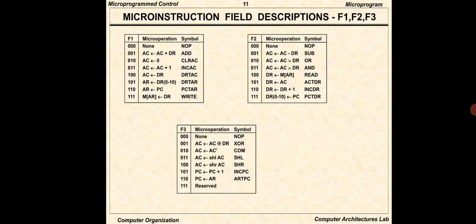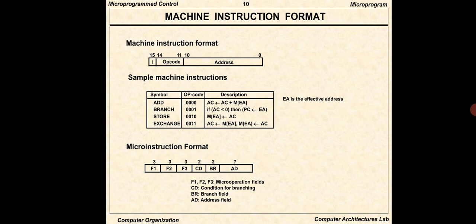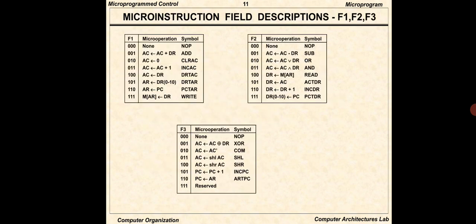Always keep it in mind that in the exam, if he asks you to describe or explain the micro instruction format, you need to draw this particular micro instruction format, where you represent F1, F2, F3, next CD, BR and AD, that is condition, branch and address field, and each and every field you need to explain. Now you may have a doubt about how to remember these instructions. Somehow you need to remember.